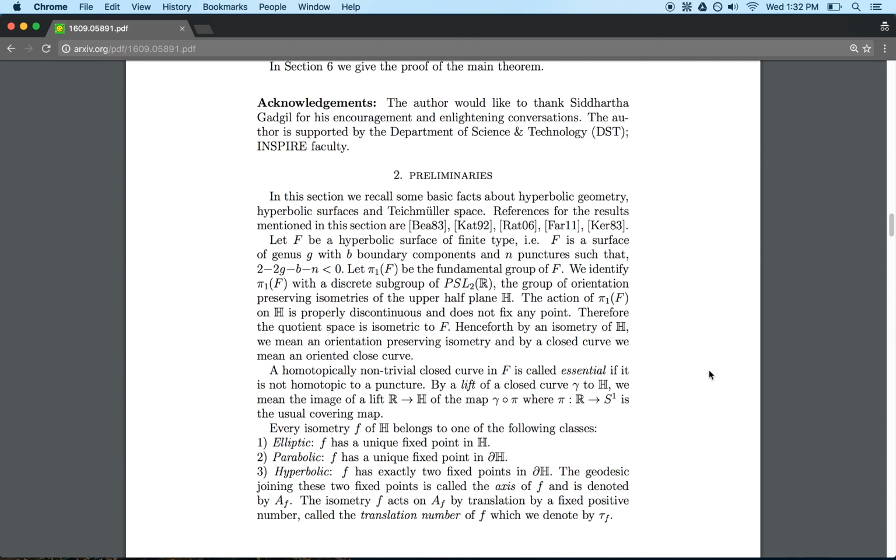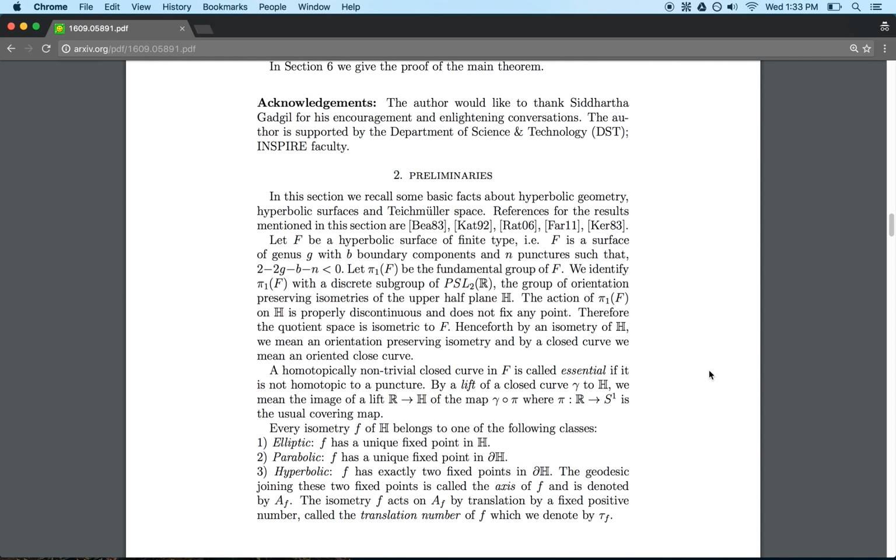Preliminaries. In this section, we recall some basic facts about hyperbolic geometry, hyperbolic surfaces, and Teichmuller space. References for the results mentioned in this section are the following papers. Let F be a hyperbolic surface of finite type. That is, F is a surface of genus g with b boundary components and n punctures, such that 2 minus 2g minus b minus n is less than 0.